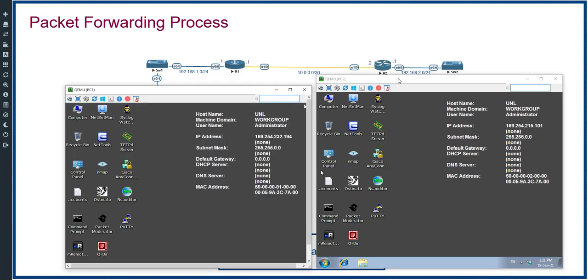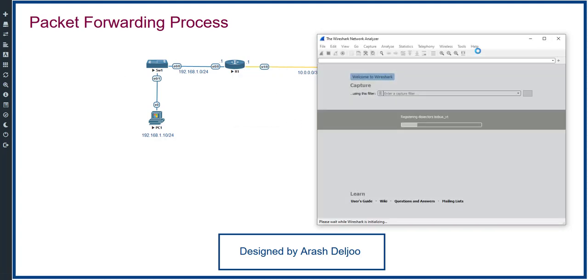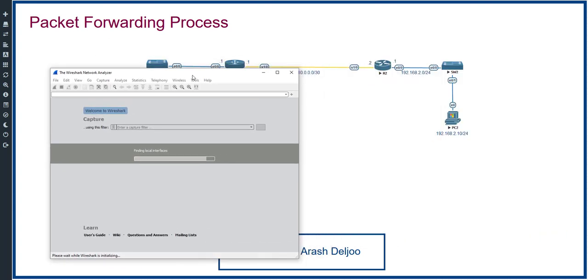Okay, now we can check the connectivity, but before sending the traffic between these two computers, it's a good practice to use Wireshark for capturing the links because I'm going to show you what is happening after the first ping or first sending traffic. Okay, let me capture first Eth0/0. We will analyze it after sending the packet.